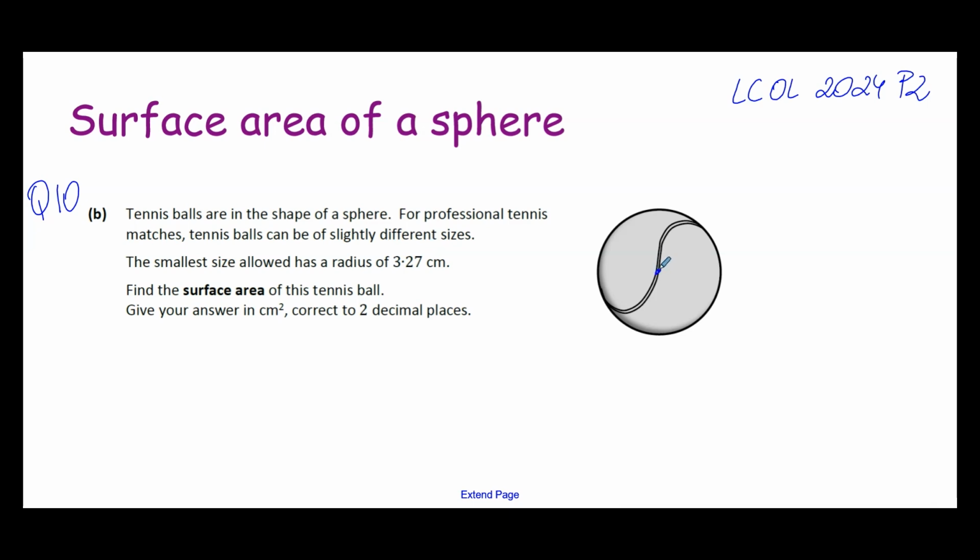So the radius goes from the center to the edge, and that's 3.27 cm. Find the surface area of this tennis ball. Give your answer in centimeters squared, correct to 2 decimal places.